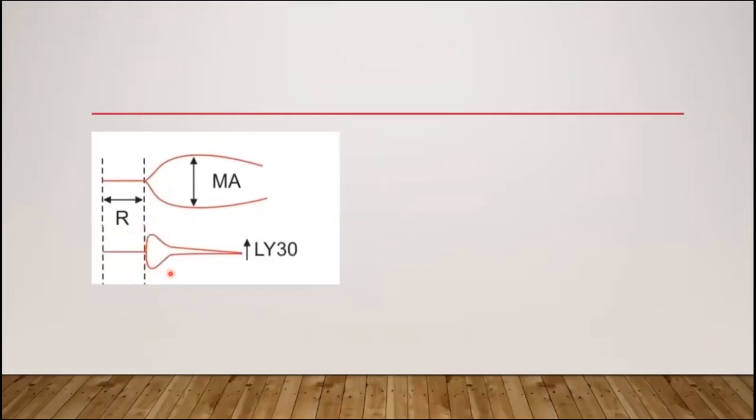Next we have an abnormal graph where the lysis time is significantly increased. So there is too much fibrinolysis, right? So it is a case of fibrinolysis.